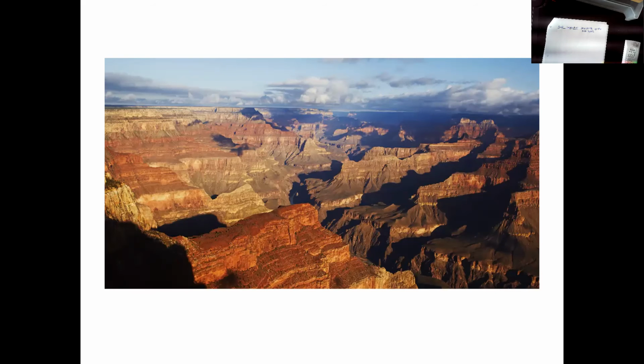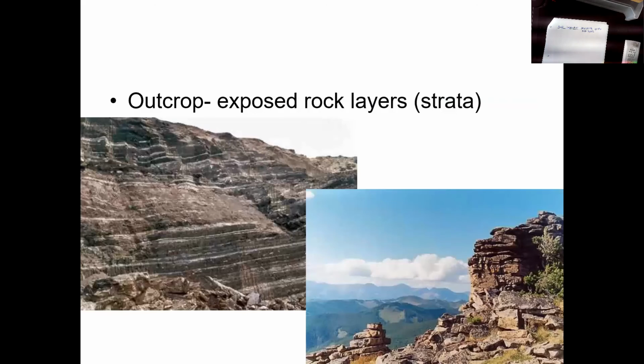So that's rock correlation. The next one is an outcrop. So an outcrop's the next vocab word. This is exposed rock layers, meaning they're exposed at the surface.